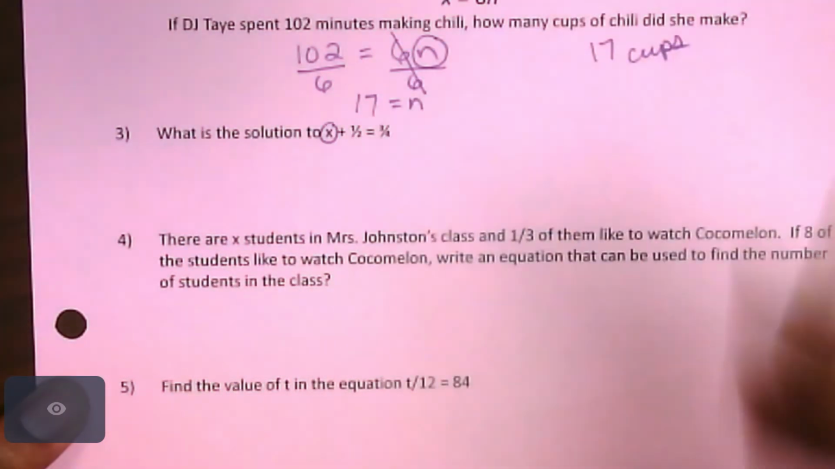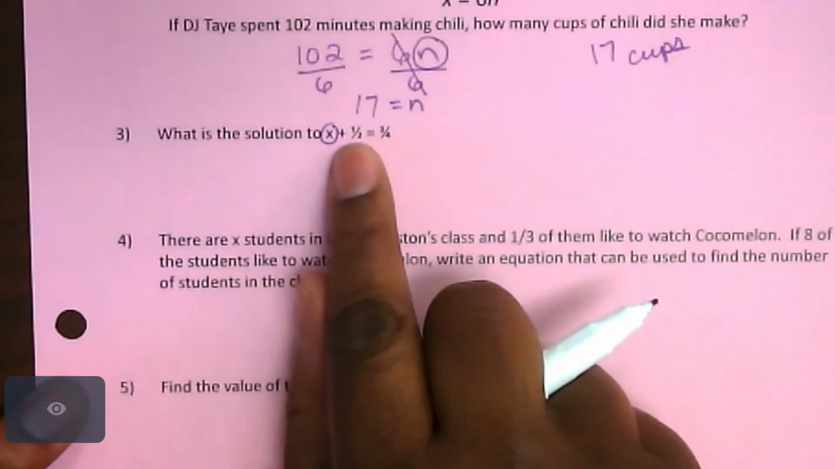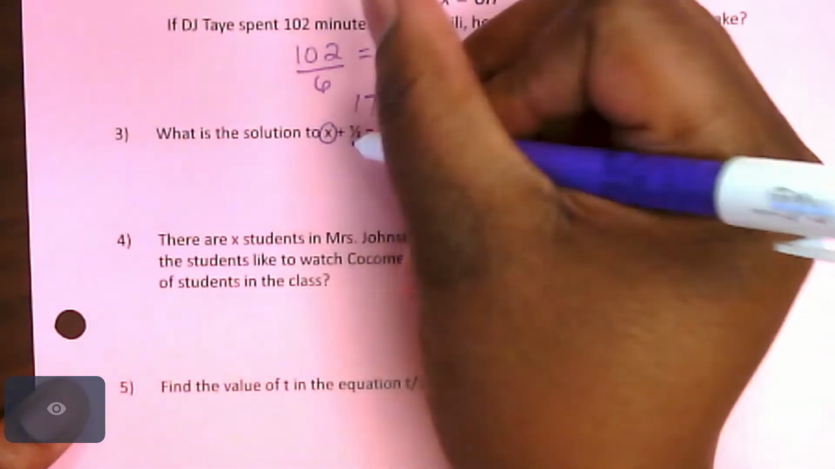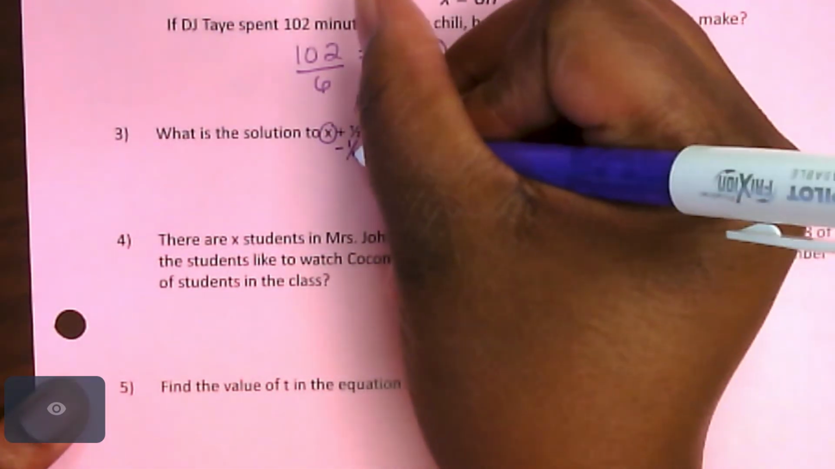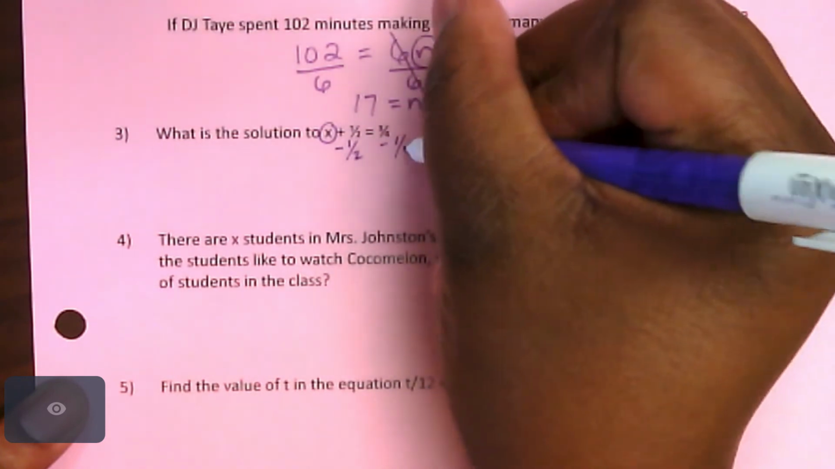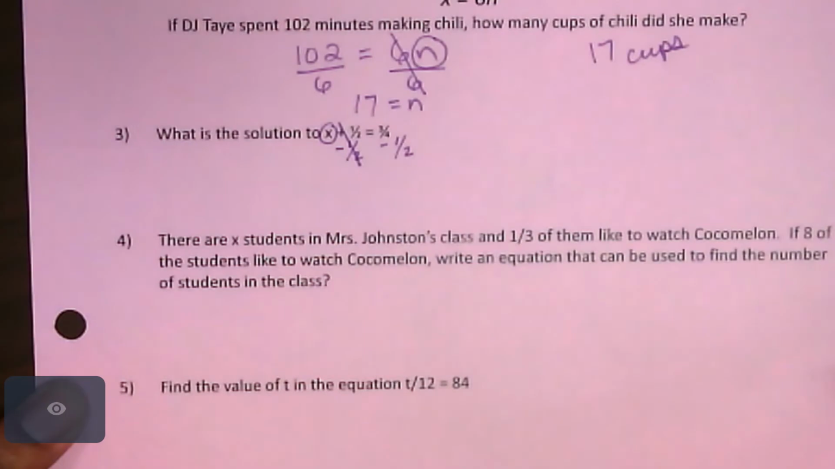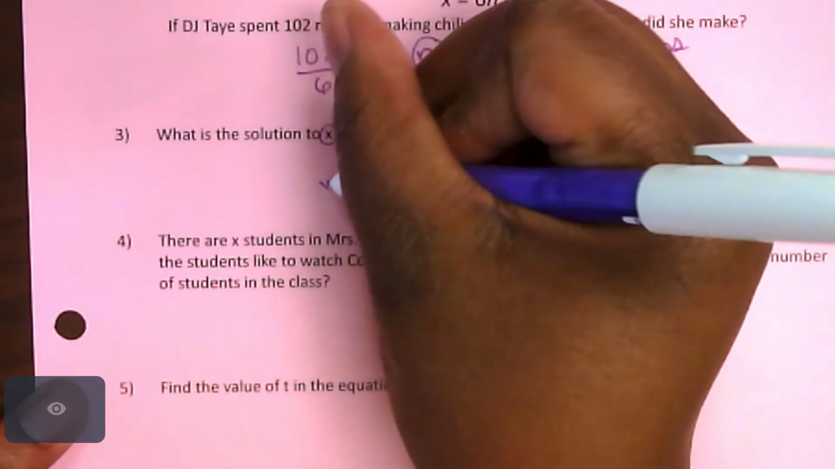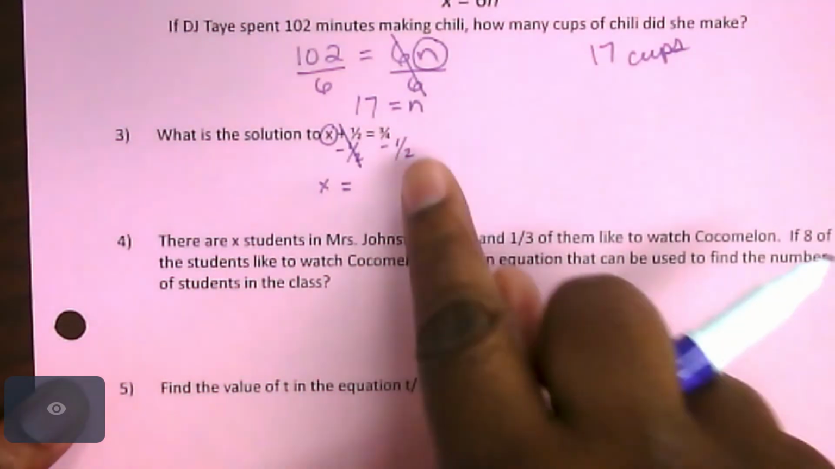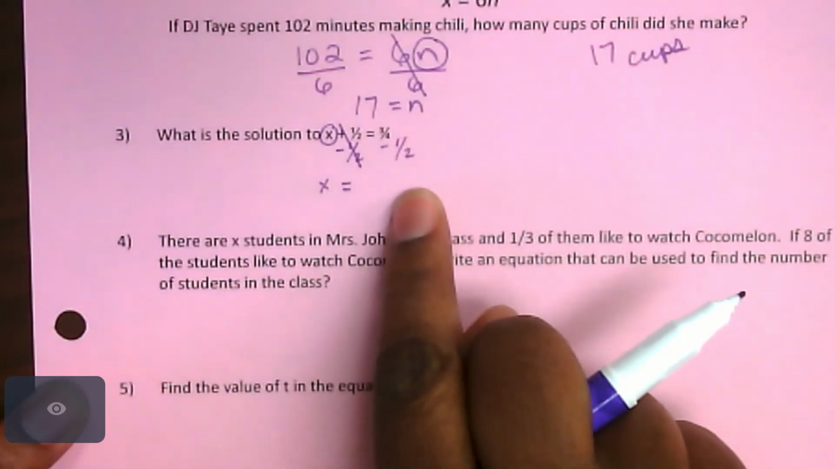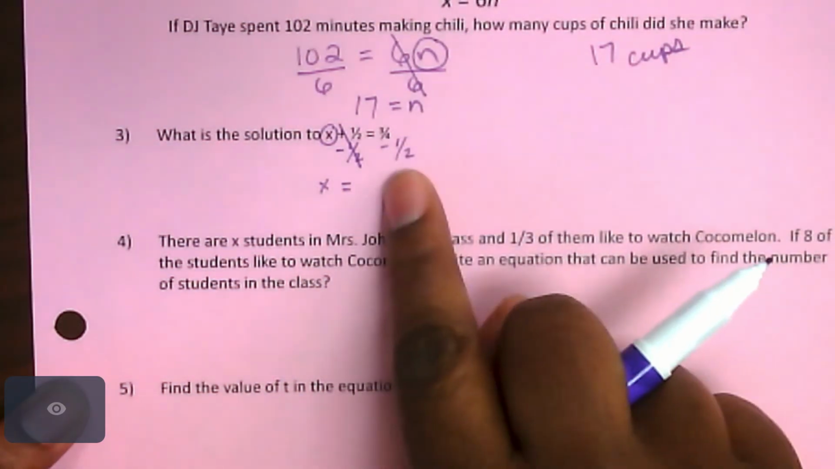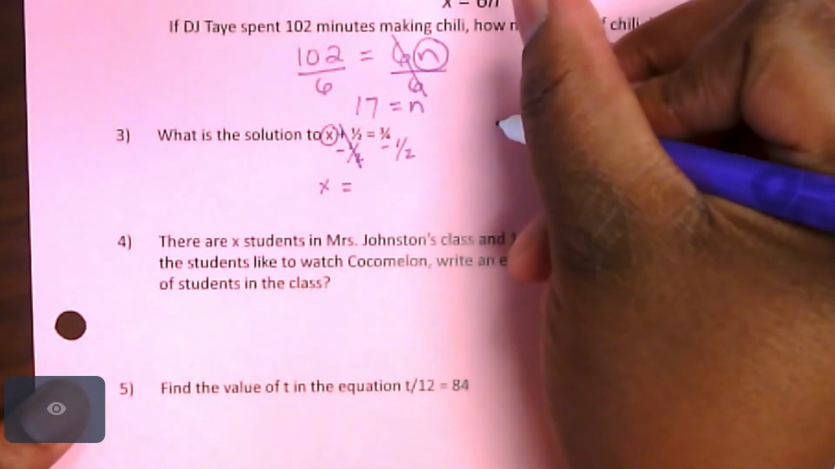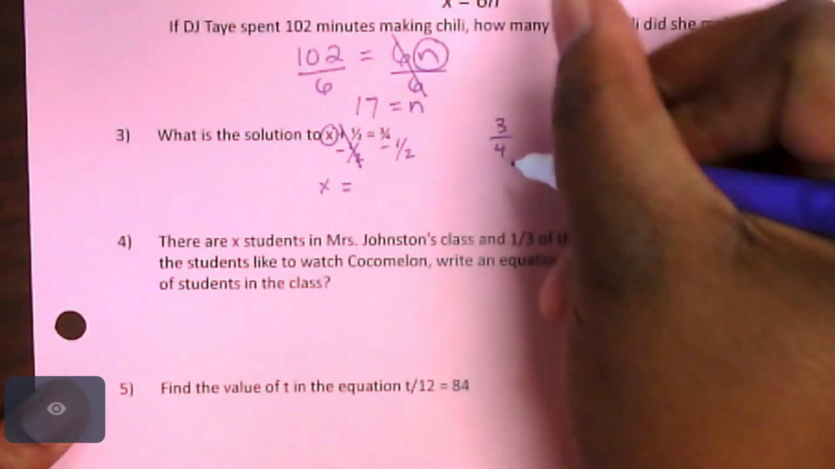I'm going to circle my variable. What's happening to it is 1/2 is being added to it. So I'm going to subtract 1/2 from both sides. These 1/2s cancel out to 0. Leave me with X equals. So I have to do 3/4 minus 1/2 over here. And I have two different denominators.